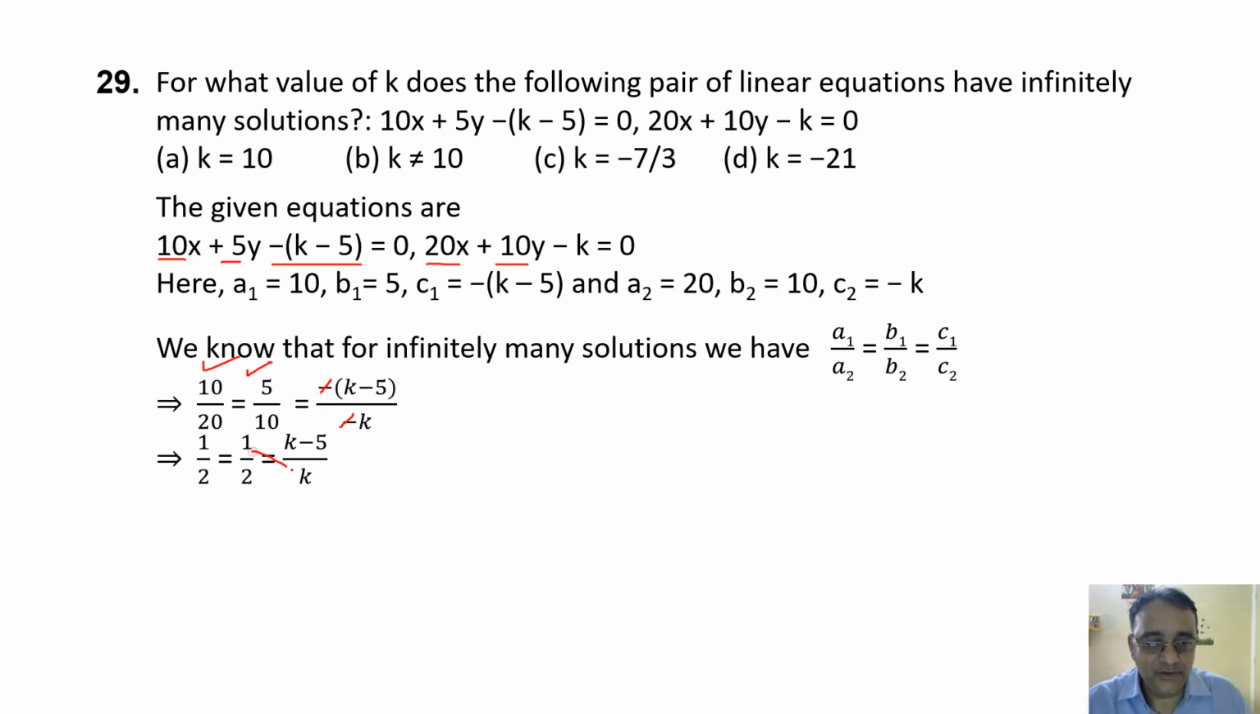So now what we will do, we will cross multiply. So we'll get k is equals to 2k minus 10. So shift k to this side as minus k and minus 10 to this side as plus 10. So the final value of k is plus 10, right?